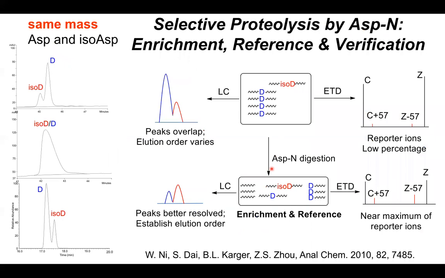So it's very challenging to analyze the formation of isoaspartic acid, particularly from rearrangement of aspartic acid, because these two residues have identical mass, and also they often co-elute under HPLC conditions. Without going into detail, my colleague Barry Karger and I developed a method that uses the advantage of isoaspartic acid's resistance to proteolysis. We're able to enrich the sample and use a technique called electron transfer dissociation to distinguish this peptide.